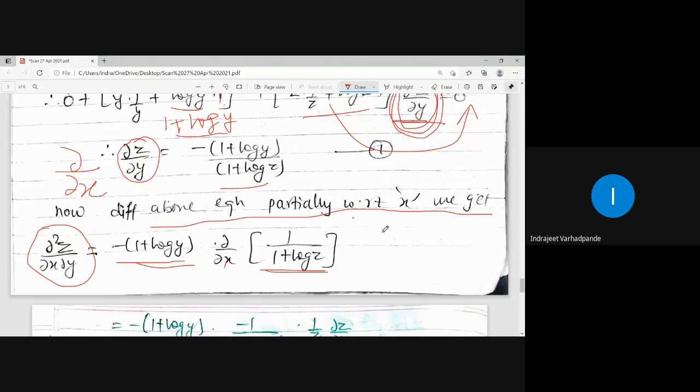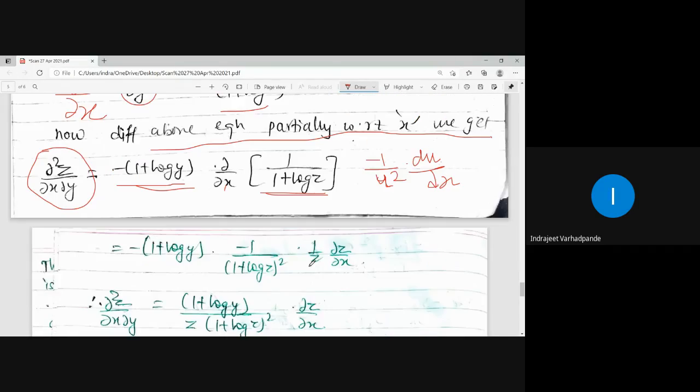Now what is the derivative of 1 by u? Minus 1 by u square into du by dx. Yes, it will be minus 1 upon u square into du by dx. So how will be the derivative of 1 upon 1 plus log z? It will be minus 1 upon 1 plus log z whole square into the derivative of 1 plus log z. Derivative of 1 is 0. What is the derivative of log z? 1 by z into del z by del x. Do not forget to multiply by the factor del z by del x.